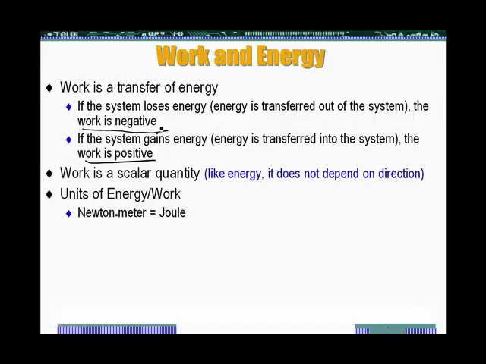It's a scalar. Now, the unit that we use for work or energy, remember they are interchangeable, is joules. And if you recall what we mentioned in a previous recording, joules is newtons times meters. And that's due to the fact that work is force times displacement. Force is newtons times displacement meters. That gives us joules.